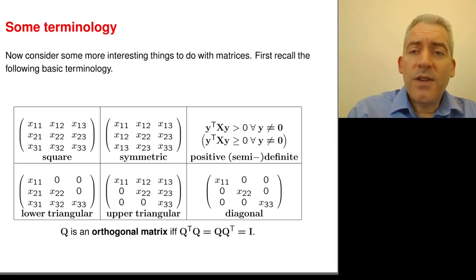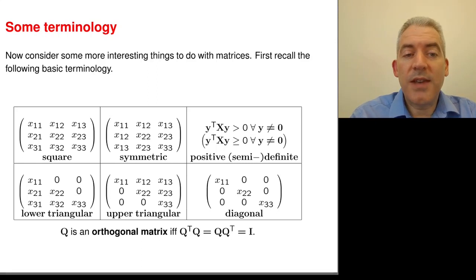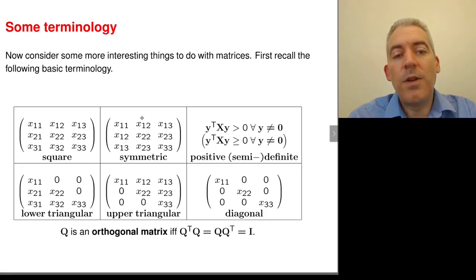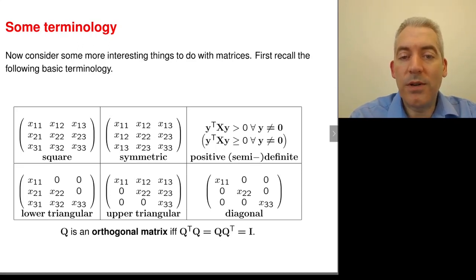So there are lots of different flavors of matrices. A square matrix has the same number of rows and columns. For a symmetric matrix, if you reflect it in the diagonal, it looks the same. Okay, so the elements above and below the diagonal look the same. That turns out to be a very important class of matrices.